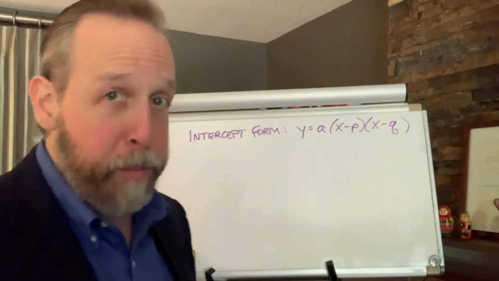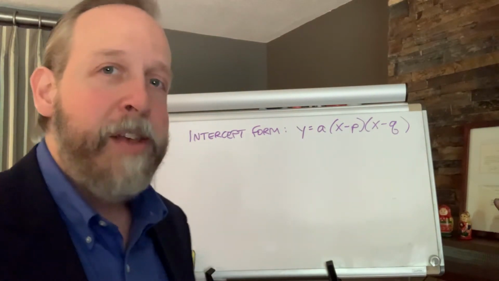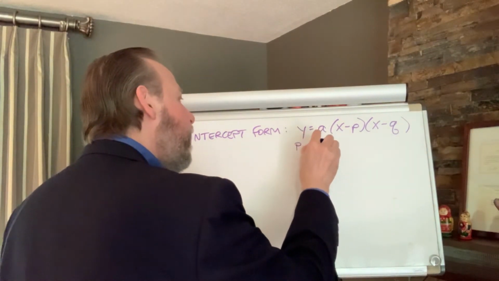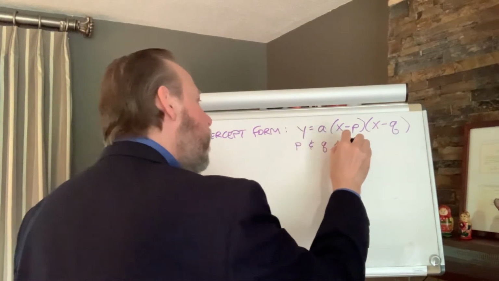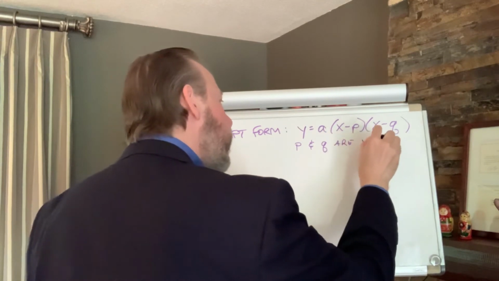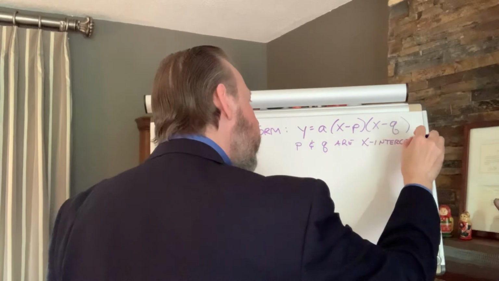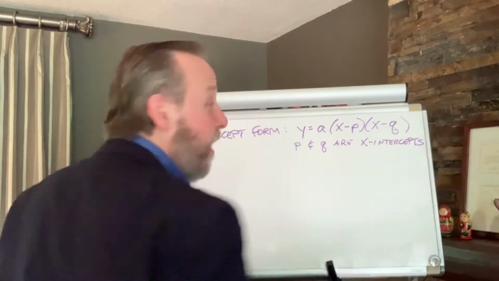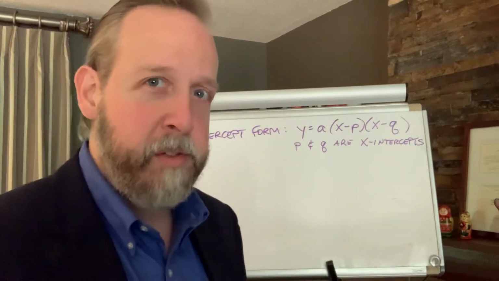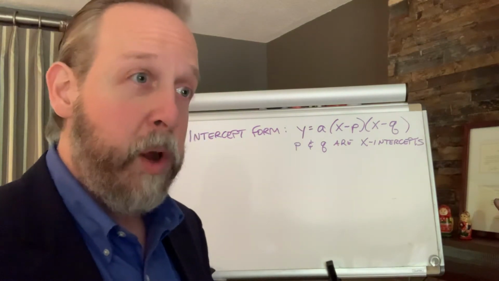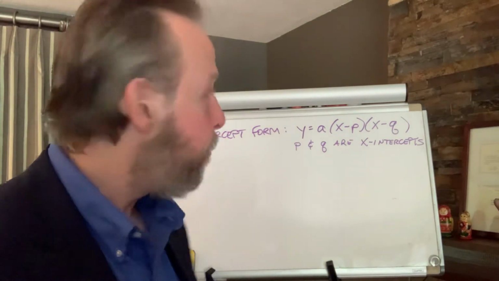With intercept form, you were told what the x-intercepts are. They are the p and the q. So p and q are the x-intercepts. And again, at this point in the year, I shouldn't have to tell you what an x-intercept is, but it's the point on the x-axis where the parabola will cross through.